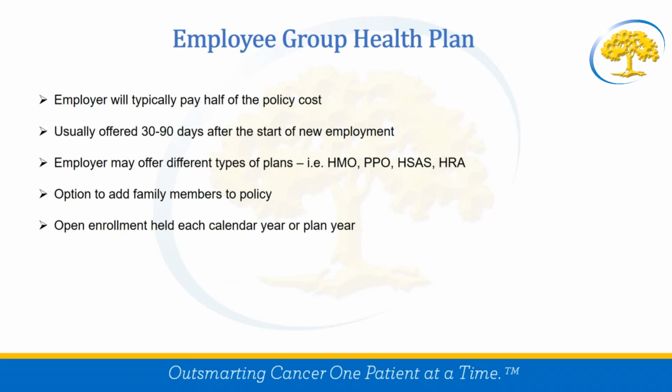You have the option to add family members to the policy, spouse, partners, children, obviously. And then the open enrollment is held a calendar year, so January to December, or plan year. For example, my husband's runs, I believe, June to July, and it's a Cigna plan. So it just really depends on your employer.